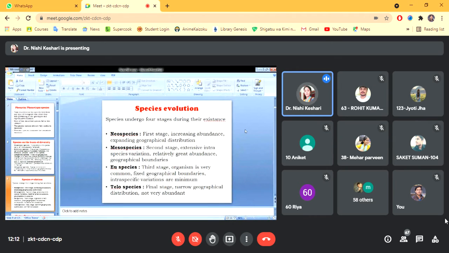Then how do these species evolve? Before describing any new species, you have to go through how they evolve. Species undergo four stages during their existence: neo species, major species, new species, and tylo species. Neo means very nascent, very new. This is the first stage of evolution, when they increase their abundance. Suppose some population finds a host, some plants whose roots are in great abundance. They multiply in abundance, evolve some characteristics, and expand their geographical distribution. If the population is high, they spread to the surrounding areas. So this is the neo species.